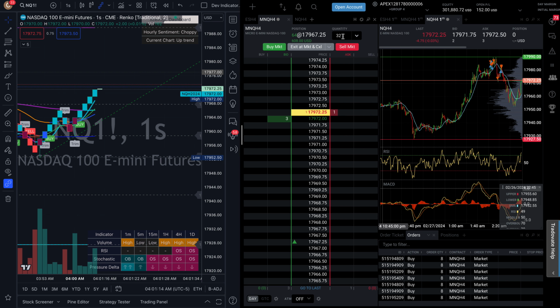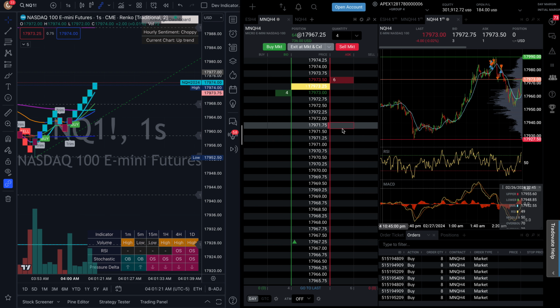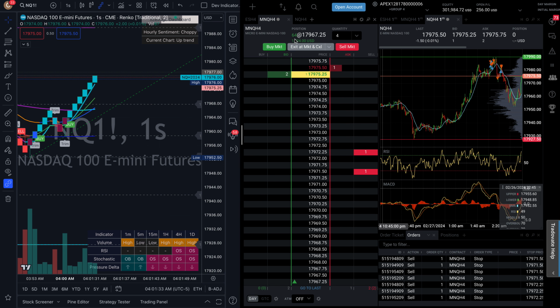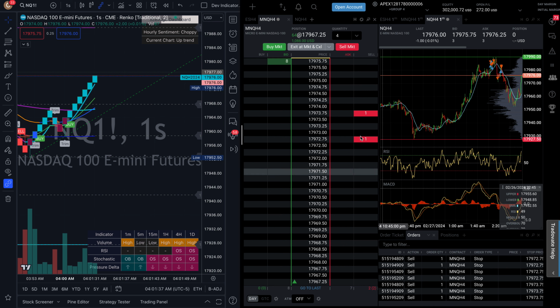So now what I can do is, since I have 4 accounts, I can only trade 4 at a time. So what you can do on the DOM, you right click and you can add stop losses here. So these are for 4 each. If this hits, I'll have 60 left. And then what you can do is you can move up your stops.